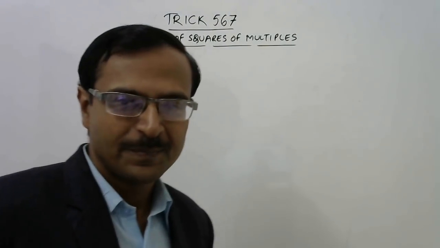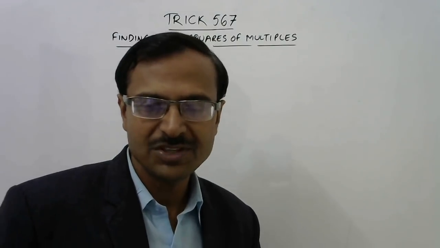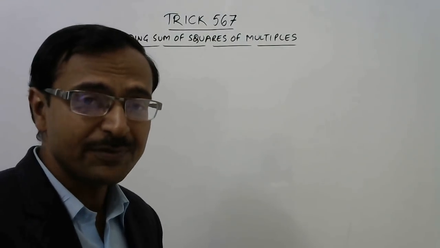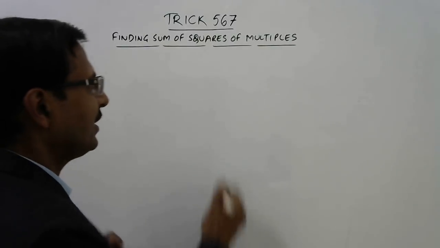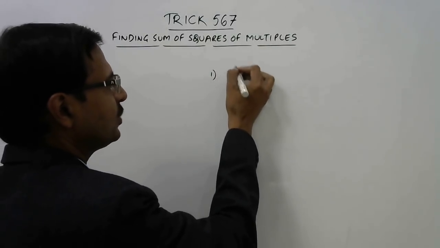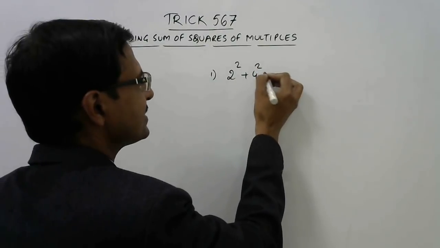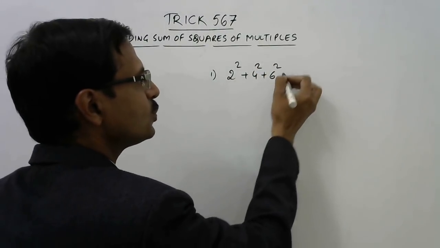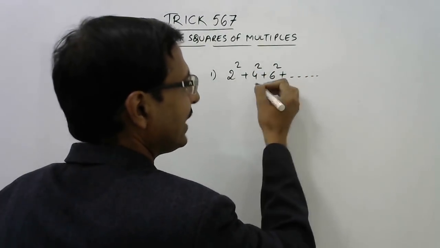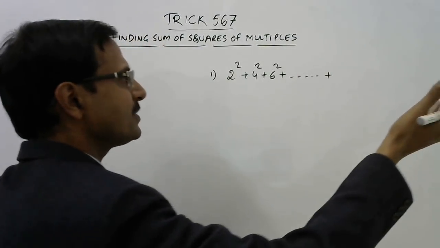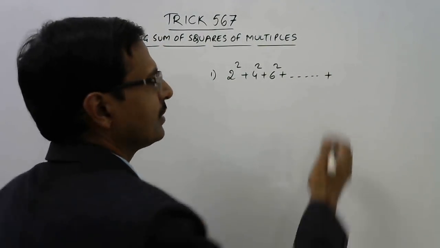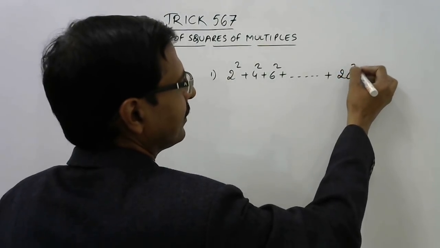Hello friends, in this video I am going to take up problems in which we have to find the sum of squares of multiples of a number. Like we are asked to find 2 square plus 4 square plus 6 square. So they are all multiples of 2 and we need to add their squares up to, say, how many terms we require, up to 20 square.